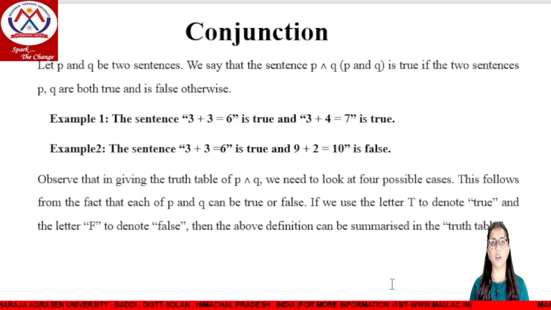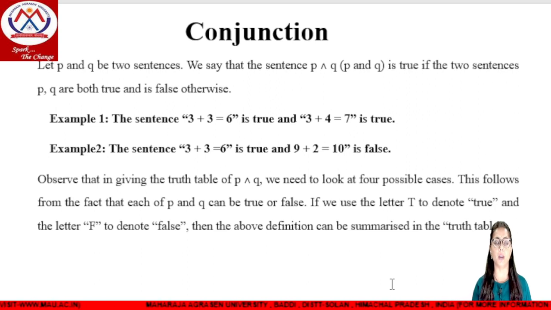So first of all, see the definition for conjunction. Here I am taking two statements or sentences. So let P and Q be the two sentences. We say that the sentence P and Q, the symbol between P and Q, stands for and, stands for conjunction also. P and Q is true if the two sentences P and Q both are true, and is false otherwise. So let us see the two examples.